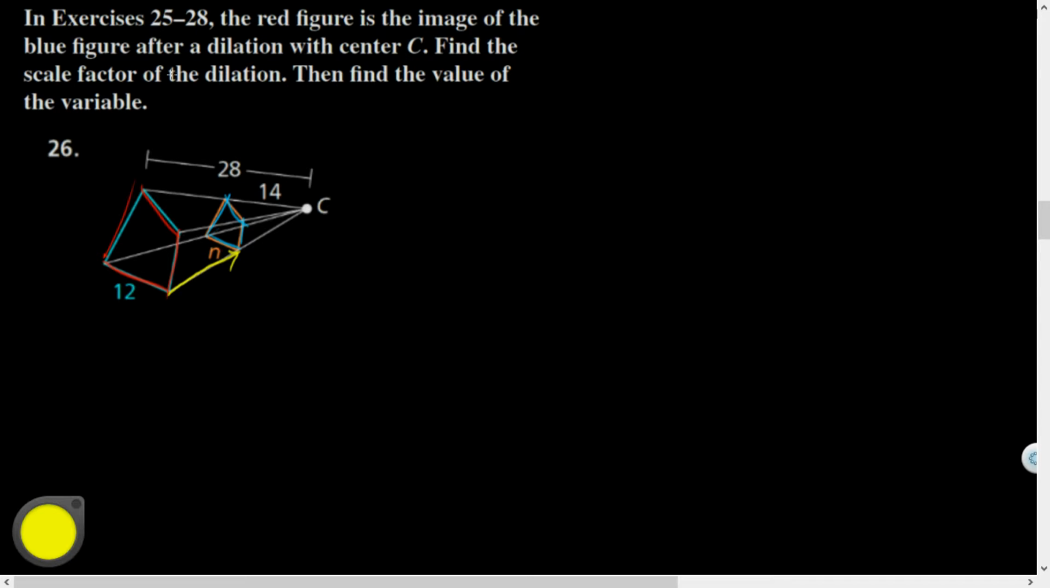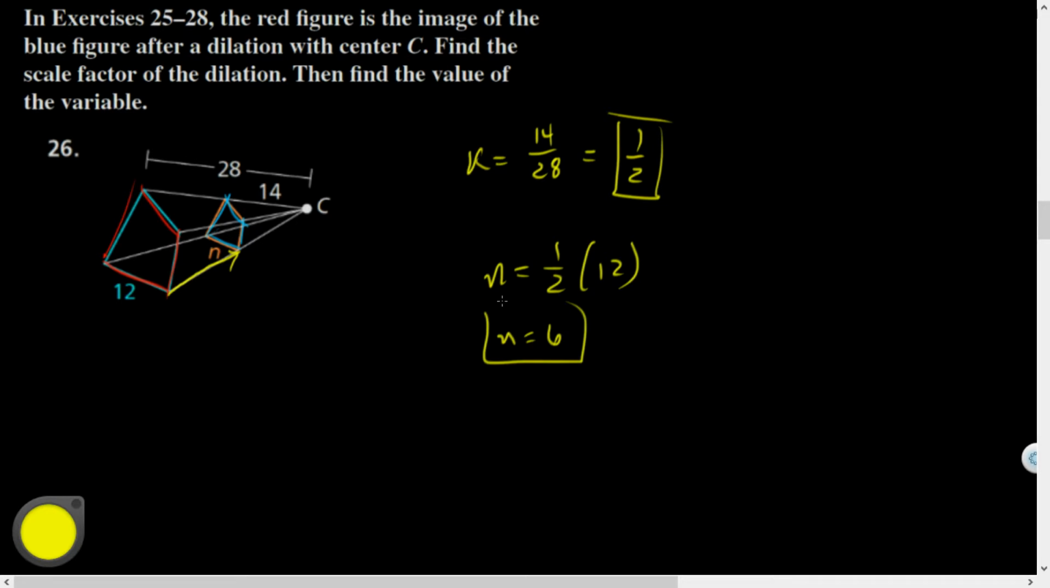It says find the scale factor of the dilation. So k is going to be 14 over 28, which is 1/2. All right, so it's a 1/2 reduction. And if the side length of this original side was 12, the side length of this, n, is going to be 1/2 of 12. So n is going to equal 6. That's one way you could use the scale factor to figure it out. You also will eventually, I believe today, work with proportions. So I also could have set it up in an alternate universe approach.